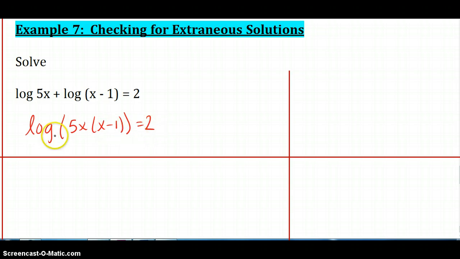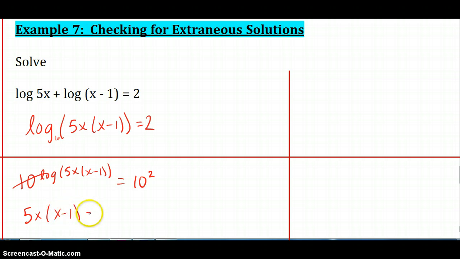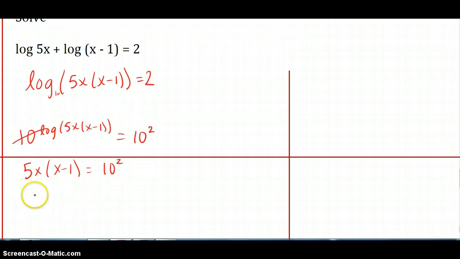So here we have log, there's no base written, so we just assume it's log base 10 here. So your opposite exponent is going to be 10. So you're going to raise both sides up with the base of 10. Now your log and base 10 cancel because they're inverses. And now continue to solve for x. So if we distribute 5x through, 5x squared minus 5x equals 100.